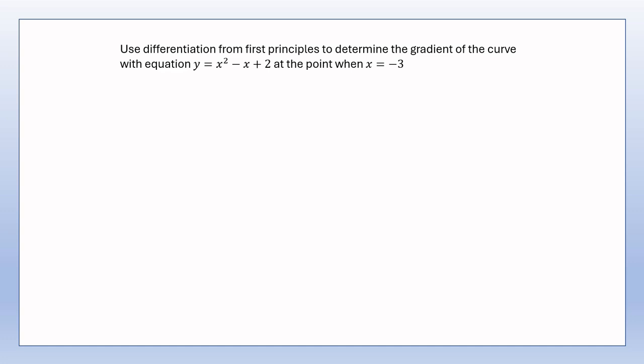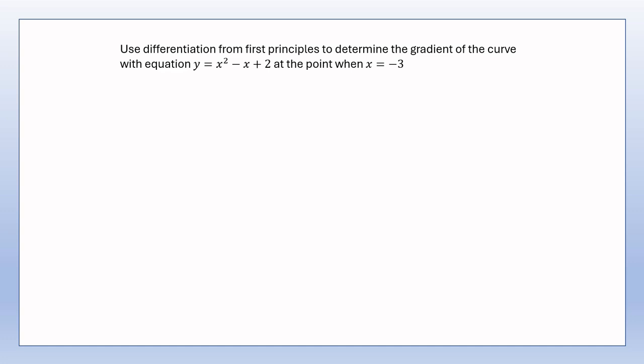The first is to find the gradient function, of course using differentiation from first principles, the gradient function of x squared minus x plus 2, and then substitute the value x equals minus 3 into this to find the gradient. Secondly, you can just go straight in to find the gradient at the point of interest without bothering to find the gradient function first. Neither of these approaches is necessarily better than the other. I personally would be happy to go for either approach, and it depends on what kind of mood I'm in.